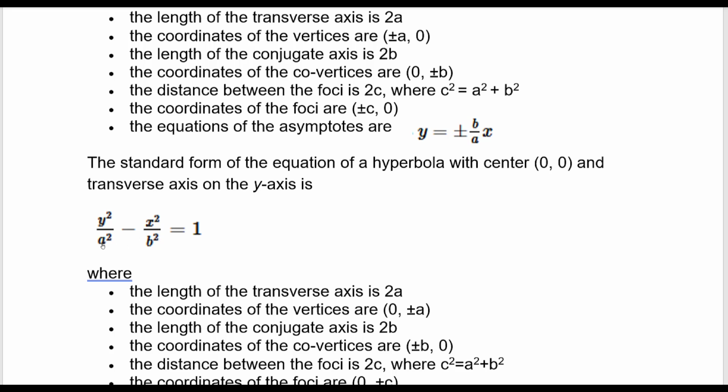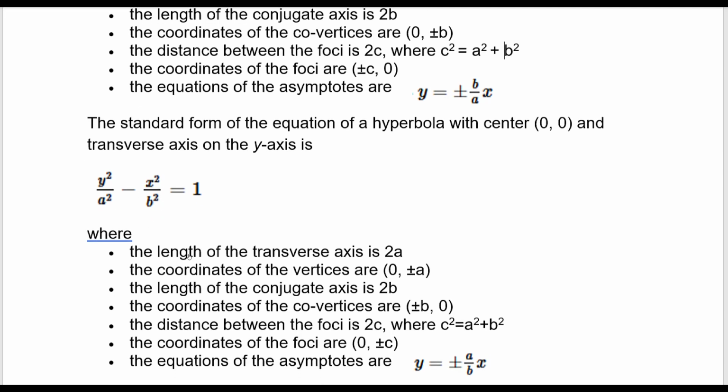But the way this book is writing it, we have the a squared under the y squared, b squared under the x squared in this case. So unlike ellipses, a is not necessarily bigger than b. Okay, but the y part's the positive term, the x part's the one being subtracted. So again, the length of the transverse axis is 2a. The coordinates of the vertices this time are 0 plus or minus a.